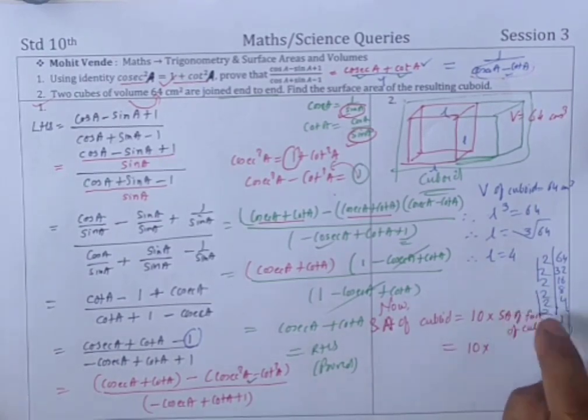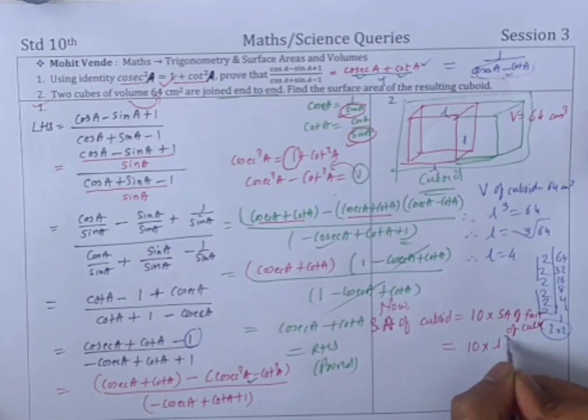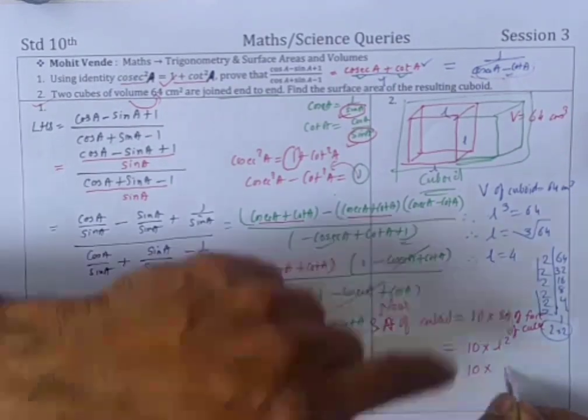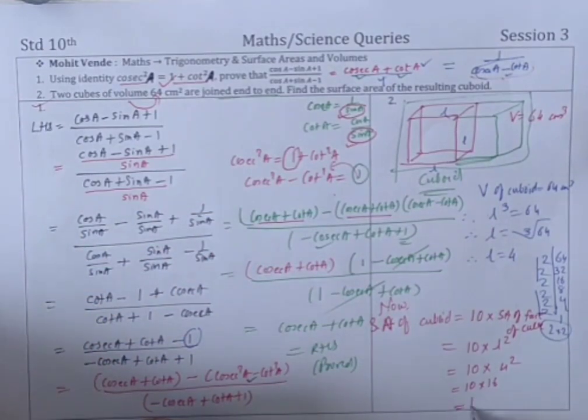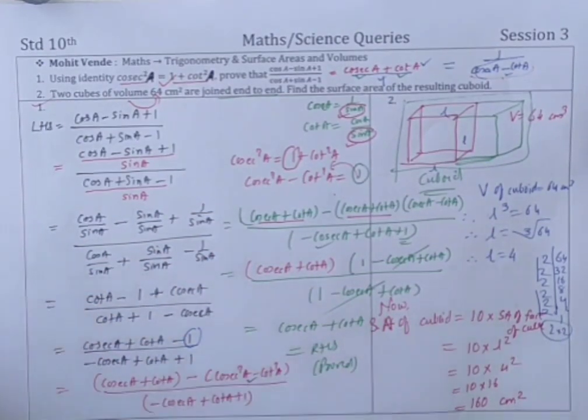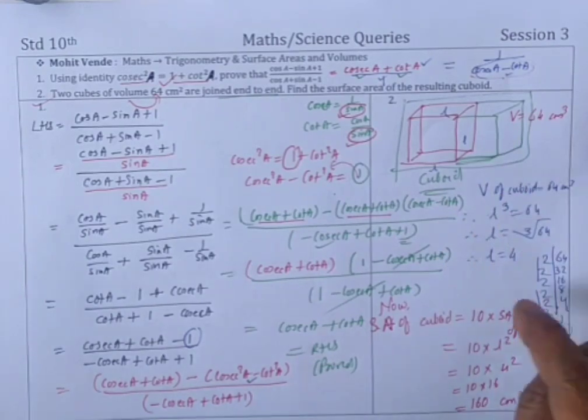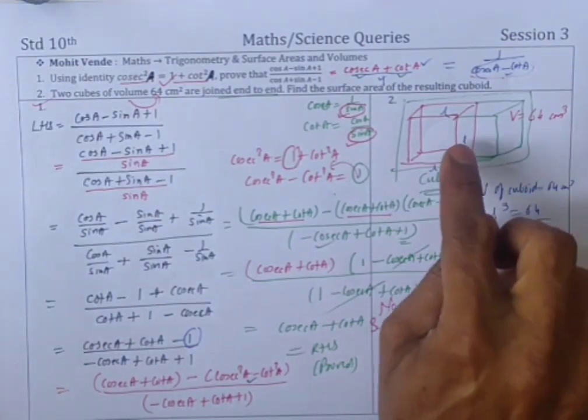What is the surface area of face? L square. That is 10 into L is 4 square. That is 10 into 16, and that is 160 centimeter square. I hope I have not made complicated. Okay. Now please try to understand.